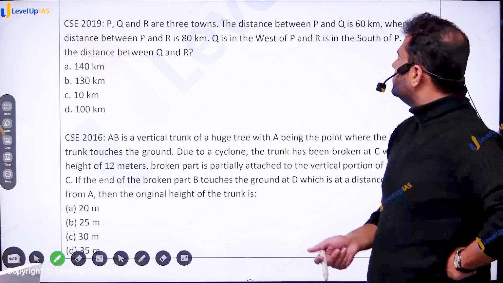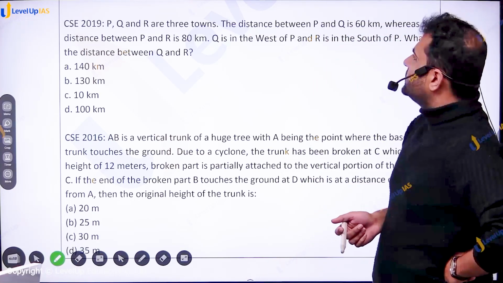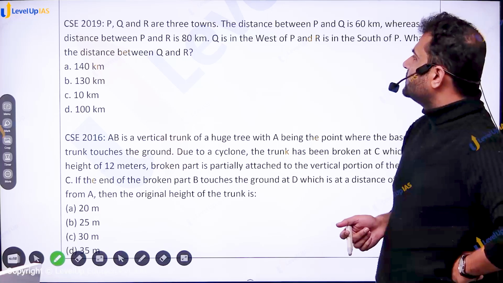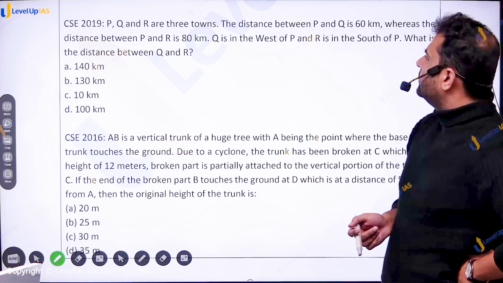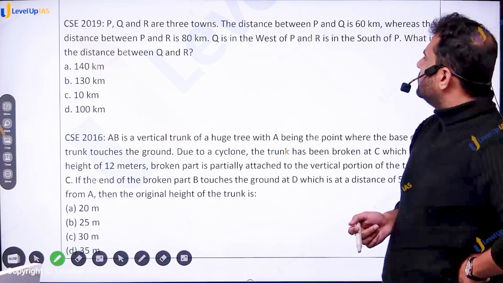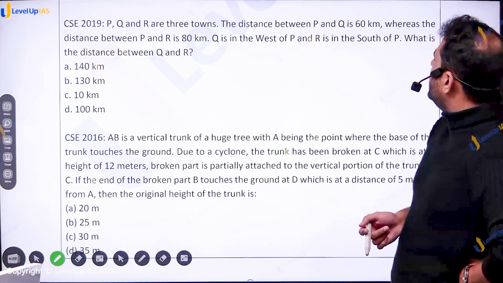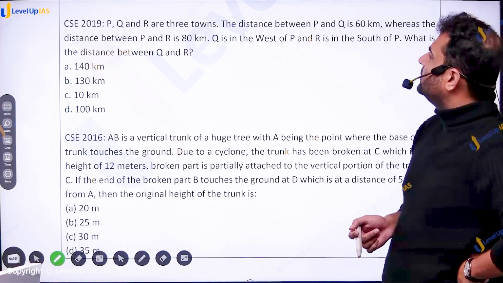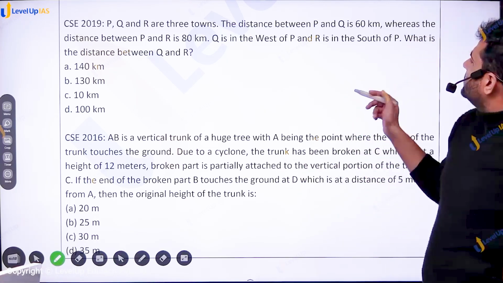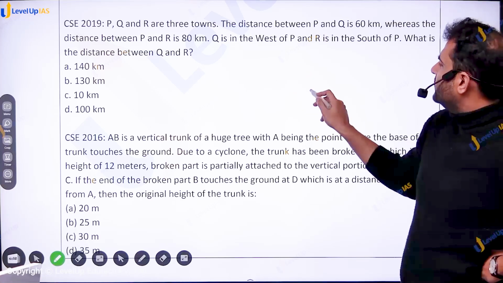There are three towns. The distance between P and Q is 60. The distance between P and R is 80. Q is in the west of P and R is in the south of P. What is the distance between Q and R? What are they saying? Q is to the west of P.